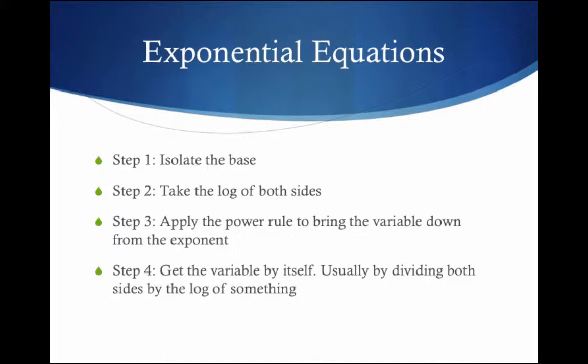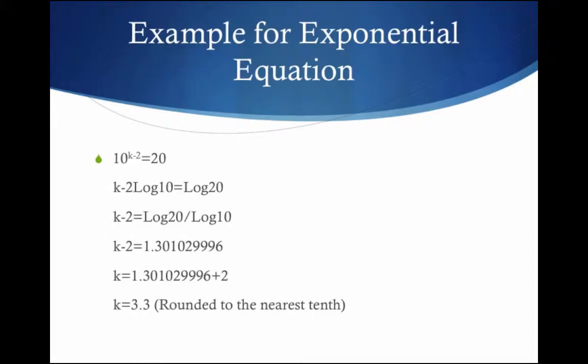Exponential equations first. Step 1, isolate the base. Step 2, take the log of both sides. Step 3, apply the power rule to bring the variable down from the exponent. Step 4, get the variable by itself, usually by dividing both sides by the log of something.